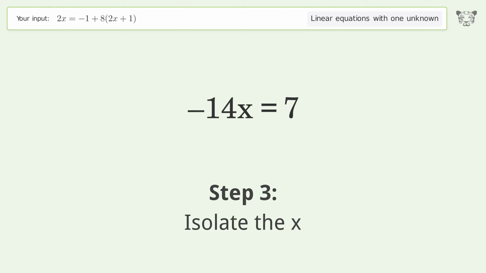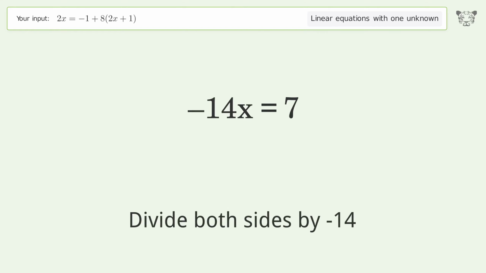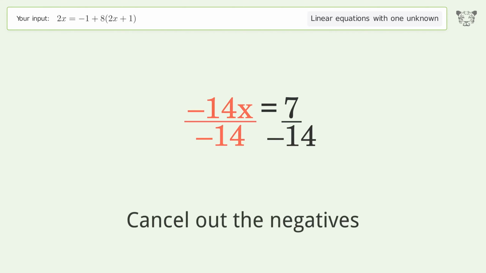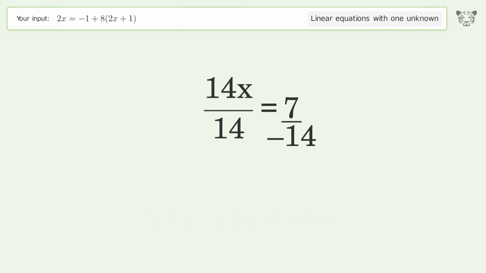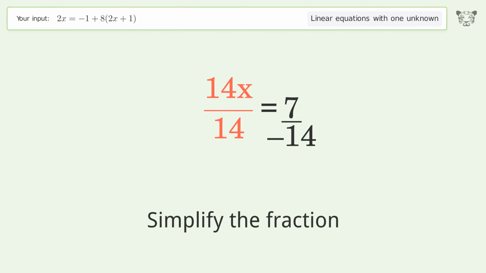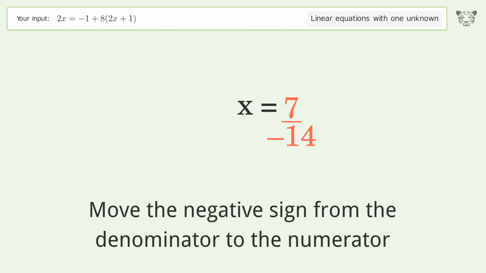Isolate the x. Divide both sides by -14. Cancel out the negatives. Simplify the fraction. Move the negative sign from the denominator to the numerator.